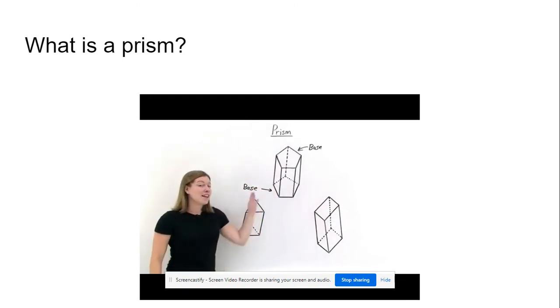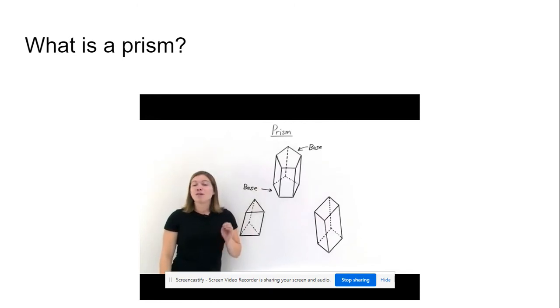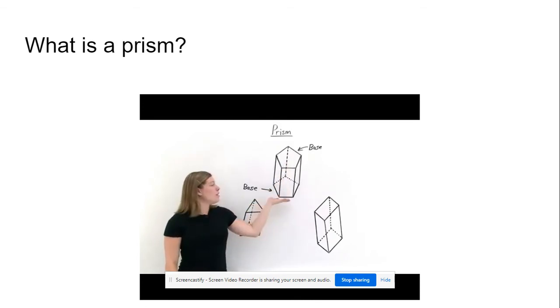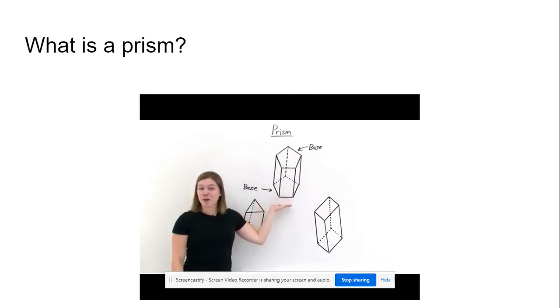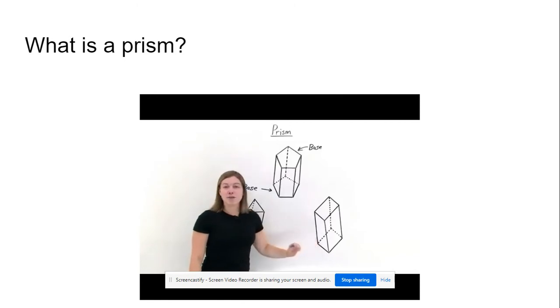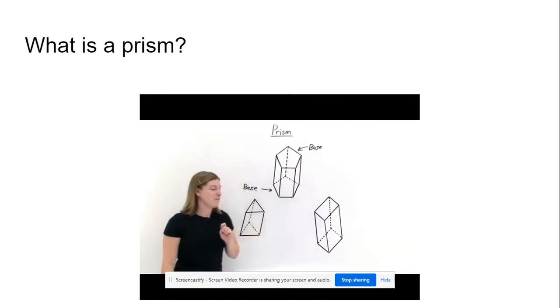So now we've identified the bases of this prism. Great! Now let's name this prism. Prisms are named for the shape of their bases. Our bases are shaped like pentagons. So this prism would be called a pentagonal prism. Cool! Now there are many different types of prisms. Here are 2 more types of prisms. Let's look at each of them.